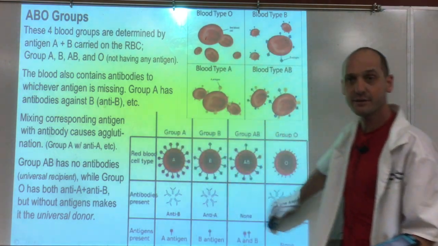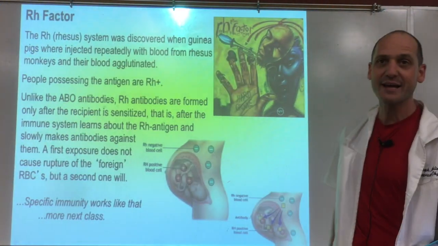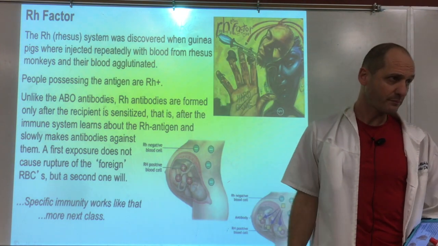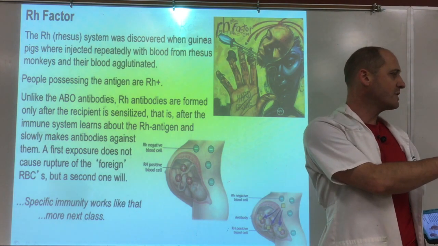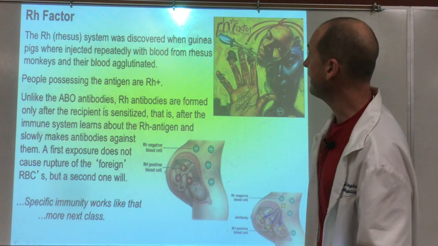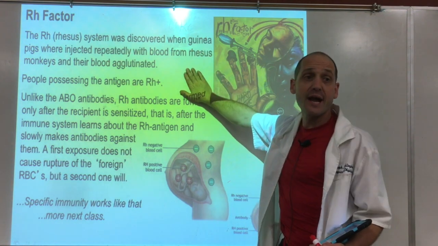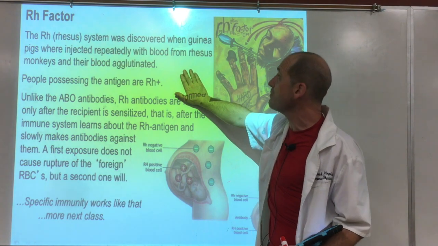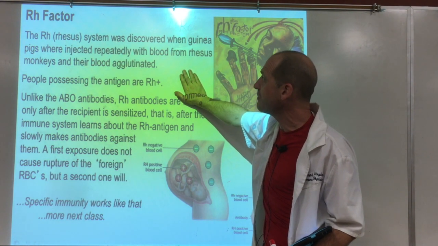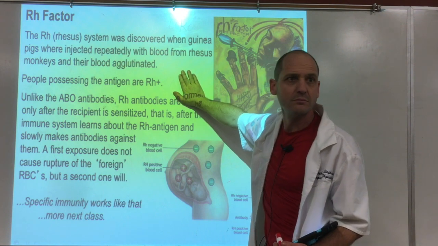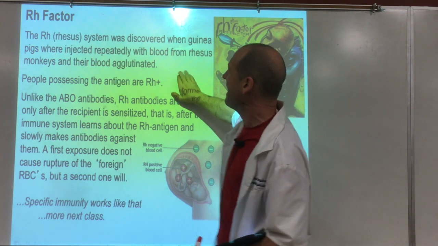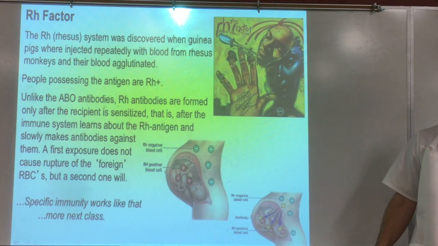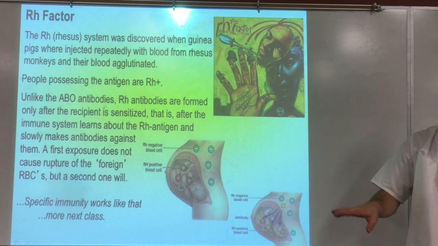Yes? What's the difference between the positive and the negative? Oh, good question. Positive and negative, right here. So then we have the Rh factor. And I'm going to get these handouts for this stuff. We're going to, at some point, do that lab, I think. The Rh is named for the rhesus monkey. It got discovered when guinea pigs were injected and they got problems. They agglutinated, and so they were working on figuring it out. People are either Rh negative or Rh positive. It's not an A and a B. It's just one marker.